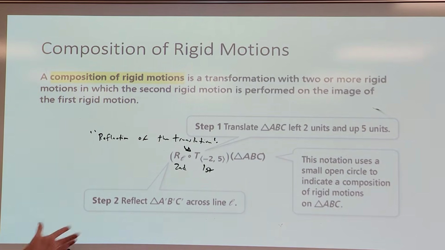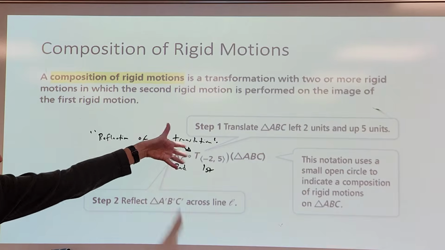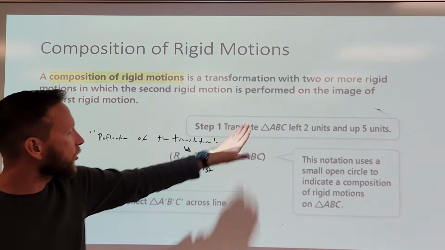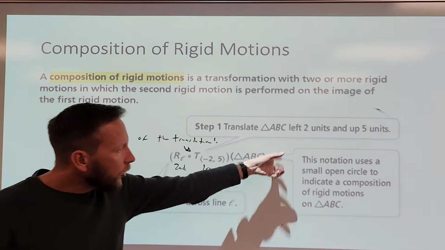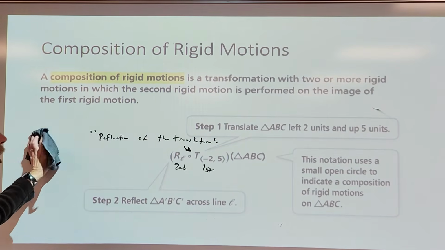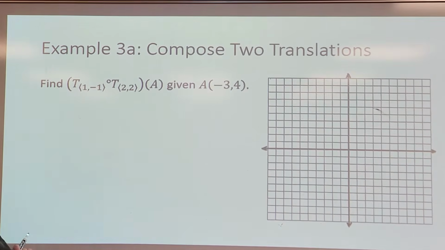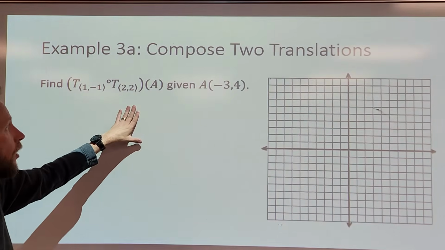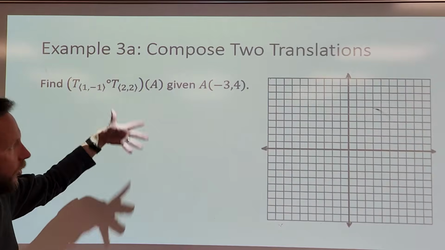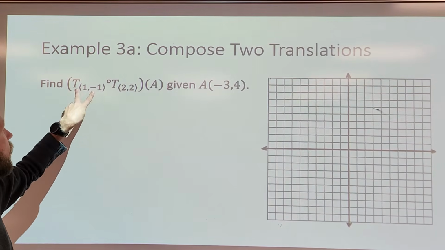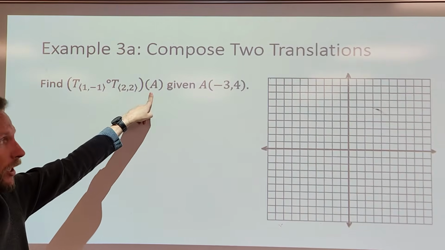Now, I don't have line L drawn in here, and so I'm not actually going to execute this, but we're going to see that on the next slide. Make sure that you articulate what step 1 is, what step 2 is, and then understand how that notation describes what is happening with that composition of transformations. Here I have 2 translations, all right? And we're going to discuss if the order here matters. Maybe that's another conversation for another time, but again, this is the translation of the translation of point A.